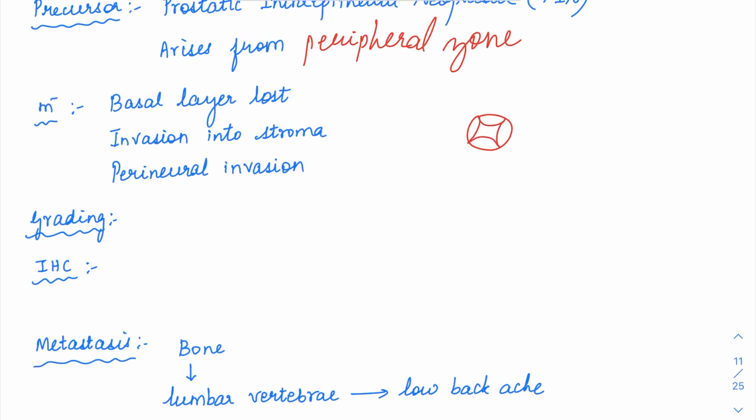So this kind of cuboidal layer is surrounded by the basal layer. Here the basal layer is going to be lost in prostatic cancer, after which these glands are going to invade. The tumor cells forming these glands are going to invade into the stroma.